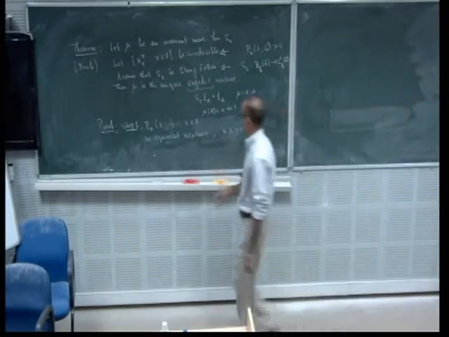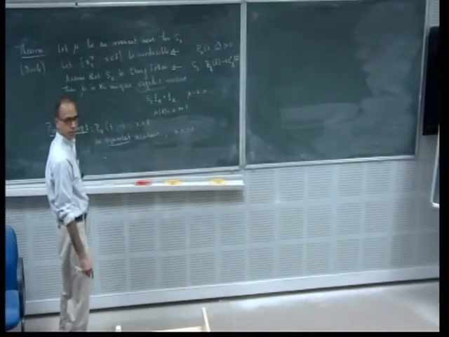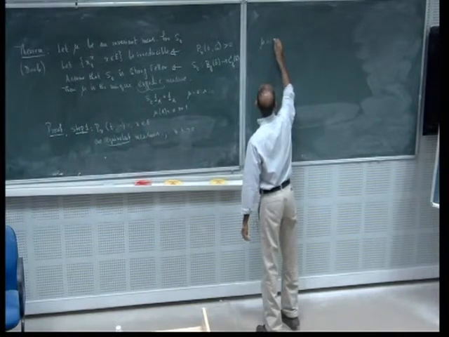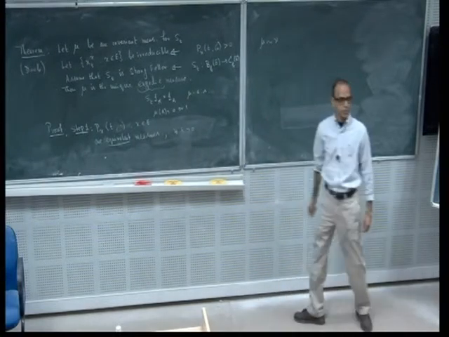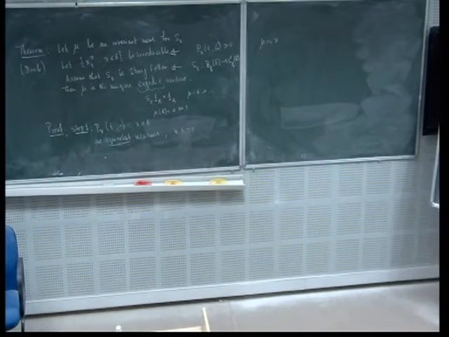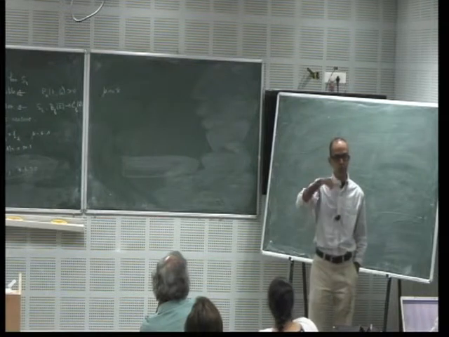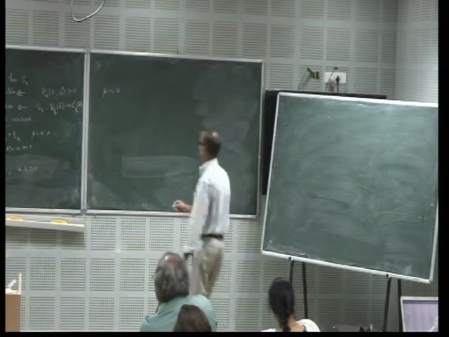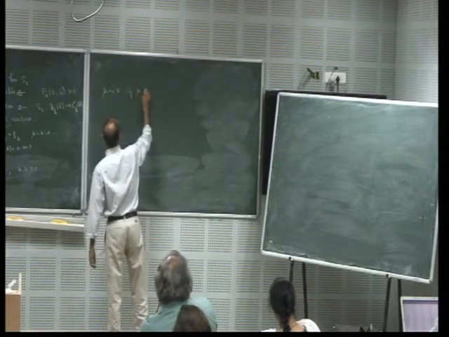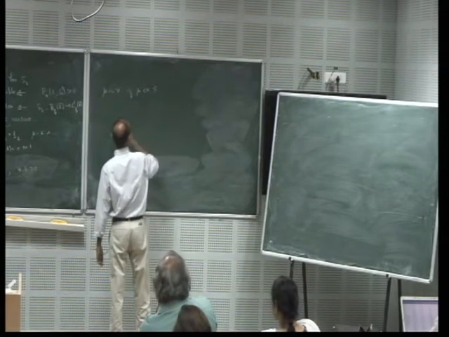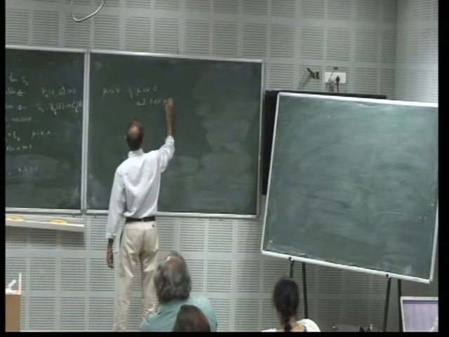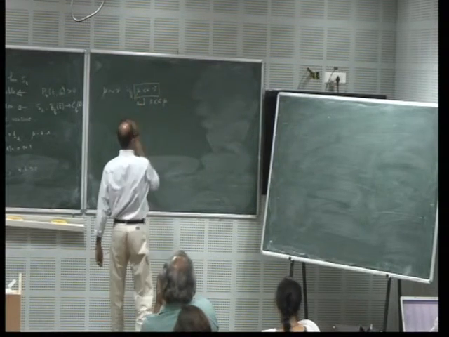And what is equivalent measure? Do you all know what is equivalence of two measures? If mu is absolutely continuous with respect to nu, and nu is absolutely continuous with respect to mu, what does that mean?